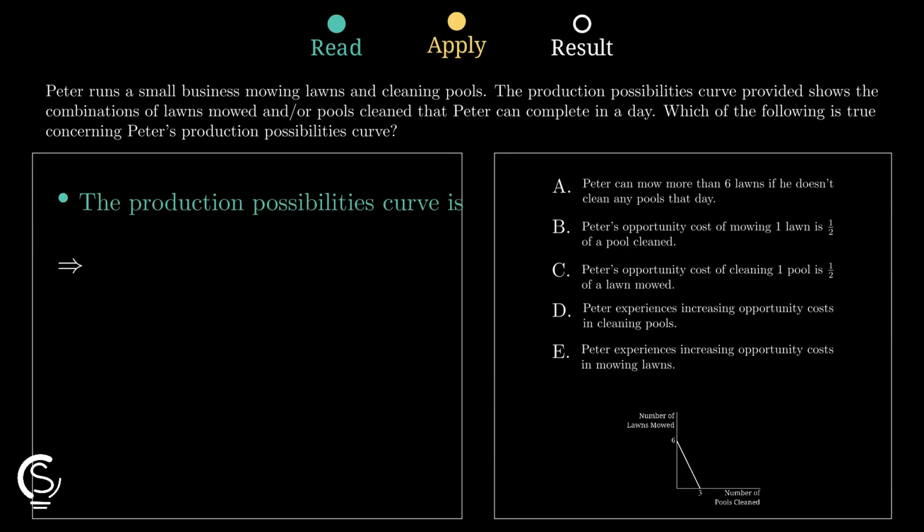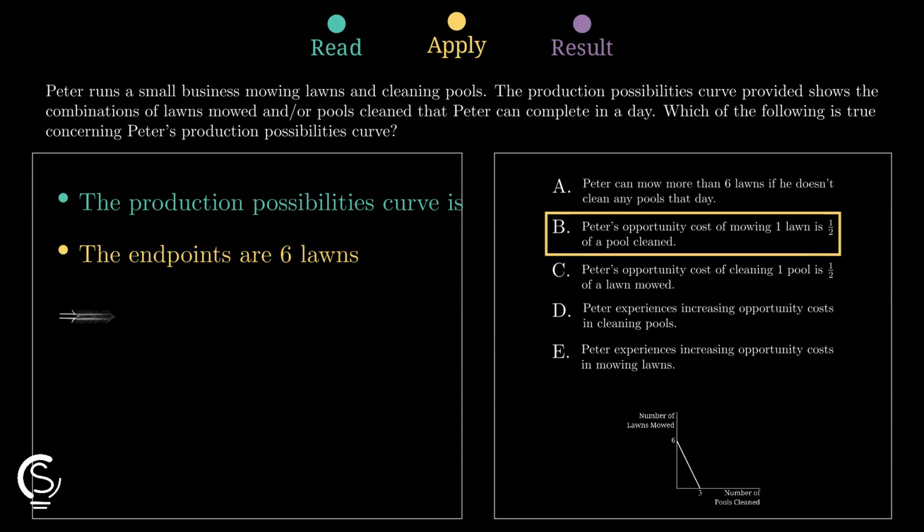To find the cost of 1 lawn, we simply divide 3 pools by 6 total lawns. That calculation gives exactly 1/2 of a pool per lawn mowed. This constant ratio confirms that option B is the only true statement.